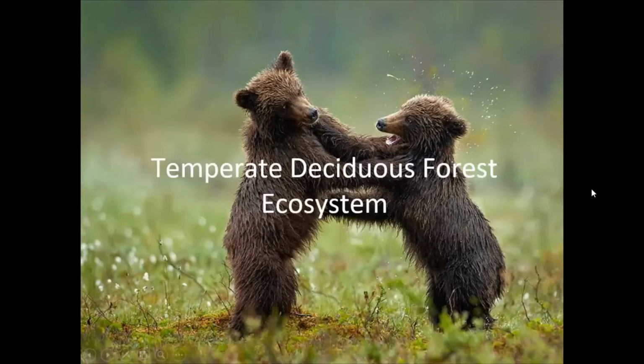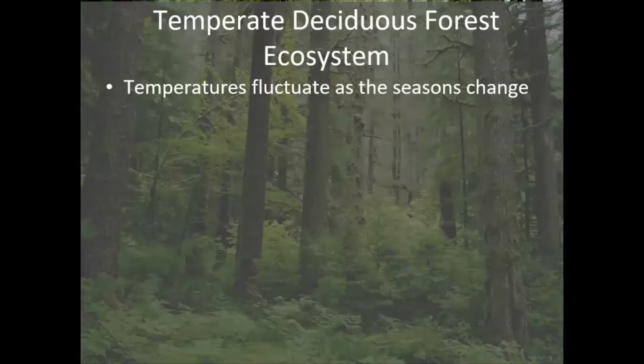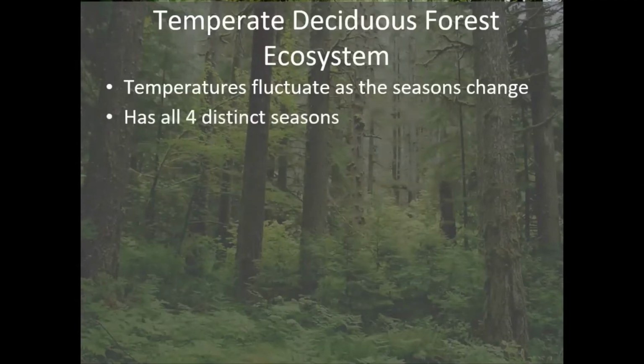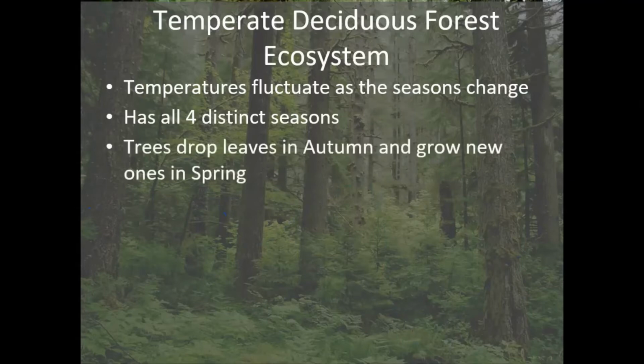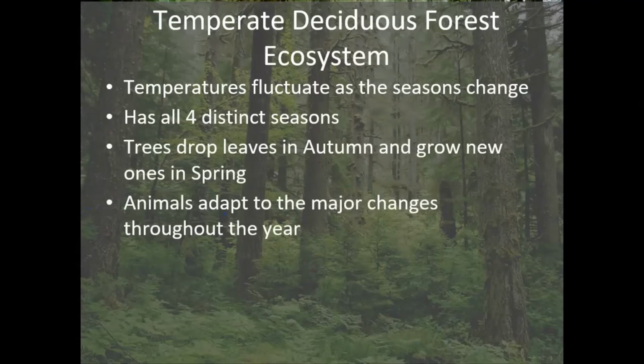Thank you so much. So it's a temperate deciduous forest, and we're going to see why it's called that in a minute. Skip again. So the temperature fluctuates as the seasons change. So what are the seasons, guys? Spring, summer, autumn, winter. There you go. Nice. So what happens is that the trees drop their leaves in the fall or autumn and grow new ones in spring. So the animals have to adapt to these major changes throughout the year. So in the case of the bears, right? What happens in the winter time?